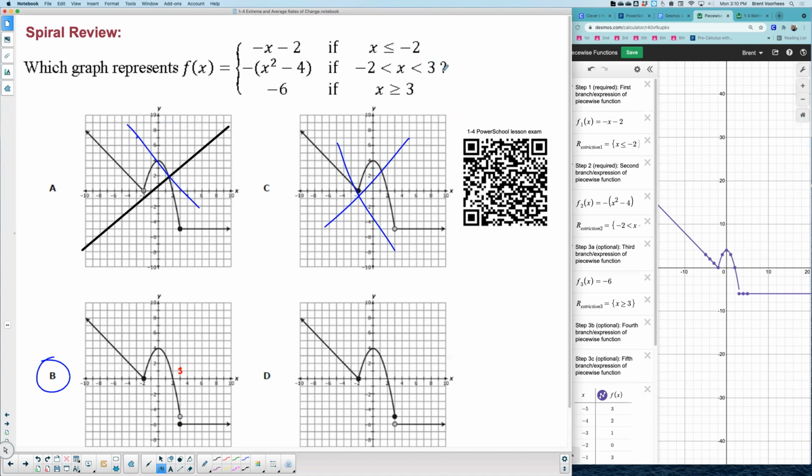Whereas over here, the end of the second piece, it's less than 3, which is an open circle. And if you plugged in that 3 squared is 9, subtract 4, you get 5. Make it negative, we have a negative 5. Notice how this one's a 3, open circle, and negative 5 there on the y-axis. So that's how it works if you used algebra.